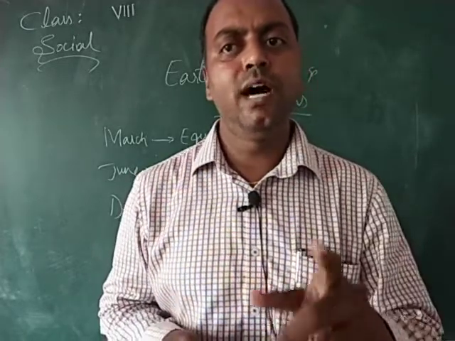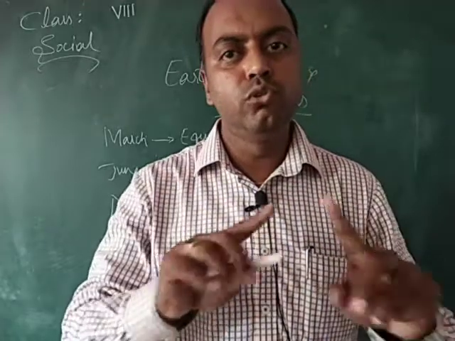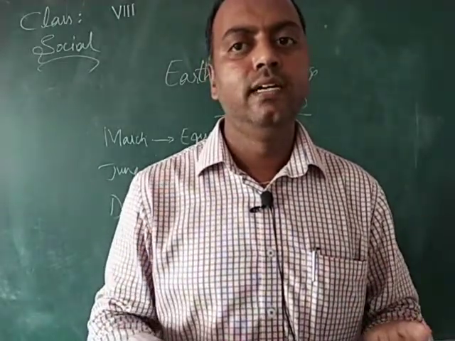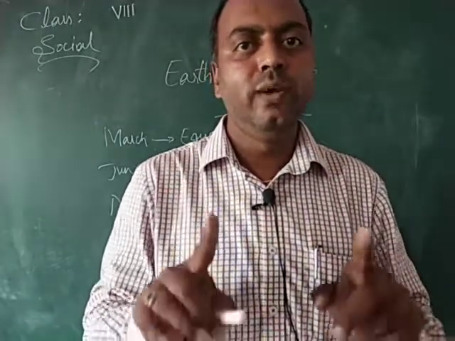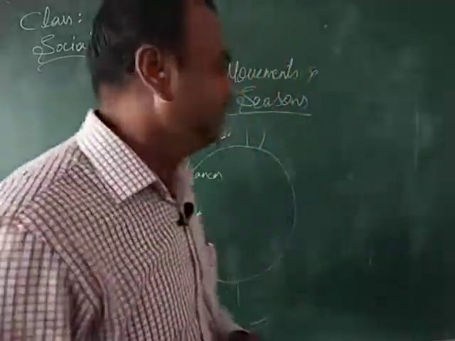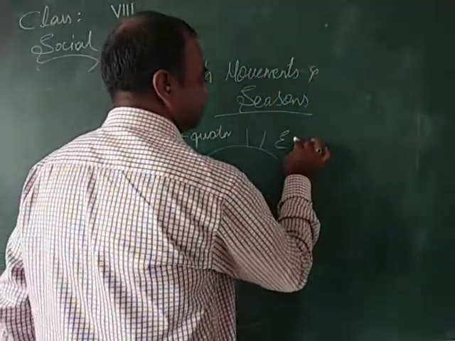That's the reason on March 21st and September 23rd, throughout the world, the day and night are equal in size. When the day and night are equal in size, it is called an equinox.